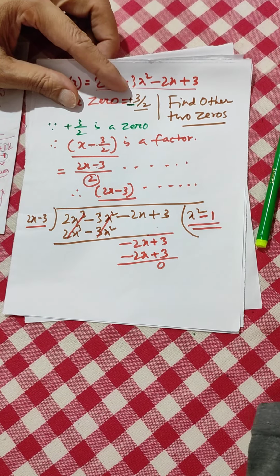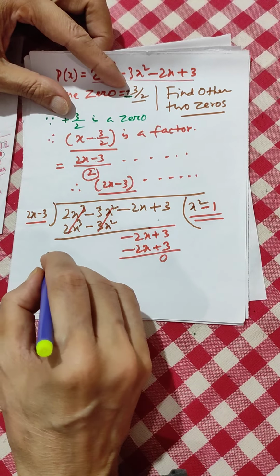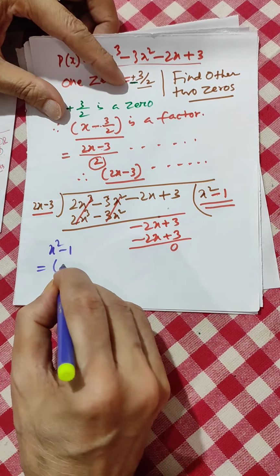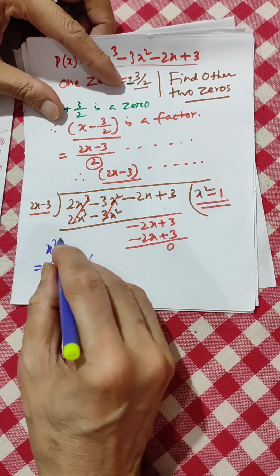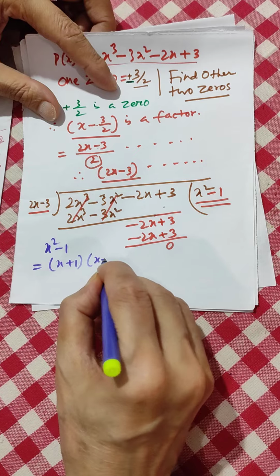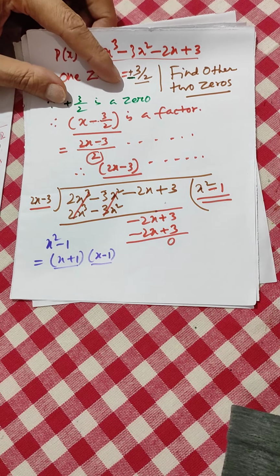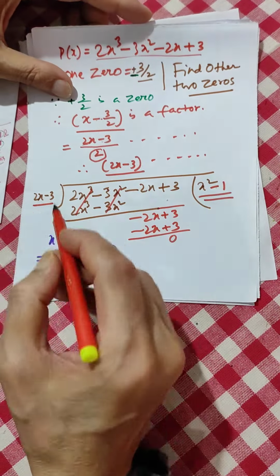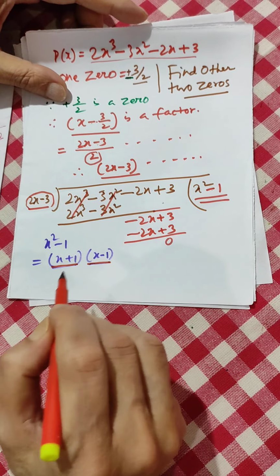Now this is a quadratic polynomial, so we can further factorize it. So x square minus 1 we factorize, so we get x plus 1 and x minus 1, because of the a square minus b square formula. So we get these two factors. Now you see, we have got 3 factors. So this is a cubic polynomial, it must have 3 factors. This is one factor, this is the second factor, this is the third factor.